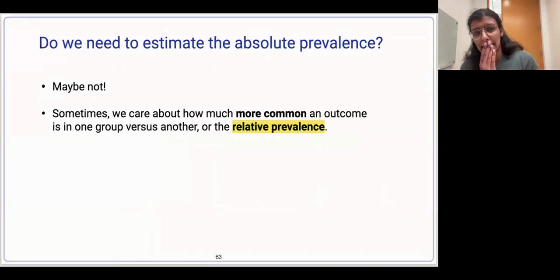So a natural question to ask next is to say, do we need to estimate the absolute prevalence in a given group? And maybe not. Sometimes, especially in health disparities research, we care about how much more common an outcome is in one group compared to another, or what I'll call the relative prevalence.